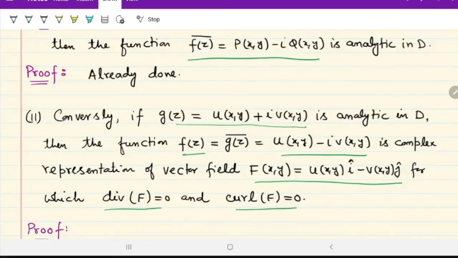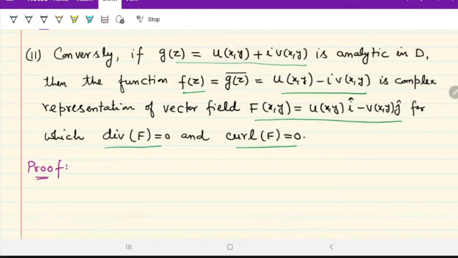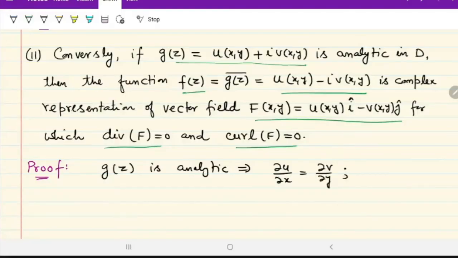The proof is not difficult here. So we are given that G is analytic. Let us just write down the consequence. Since G is analytic, this will imply that the real and imaginary parts of G are going to satisfy the CR equations. So the CR equations for G will be del U over del X equals del V over del Y, and the second equation will be del U over del Y equals minus del V over del X. So these two equations will be satisfied.